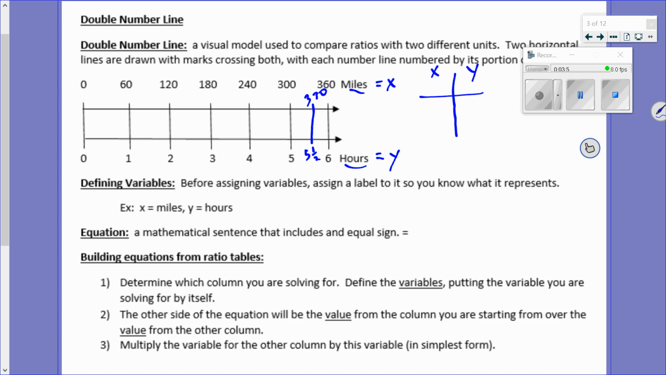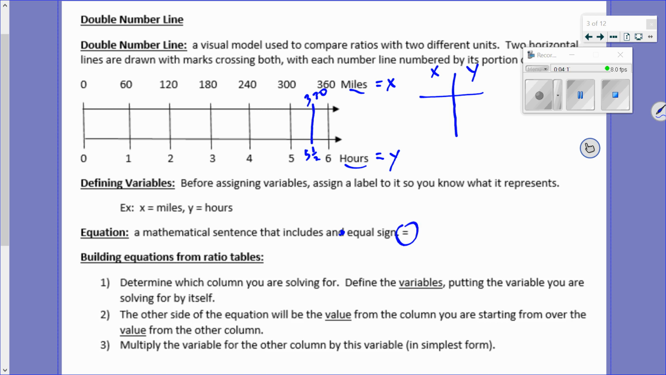The next one, an equation. An equation is a mathematical sentence that includes an equal sign. So when we've talked so much about math being a translation of English, a foreign language, well, our math sentence is an equation. You know you have an equation because you see the equal sign.